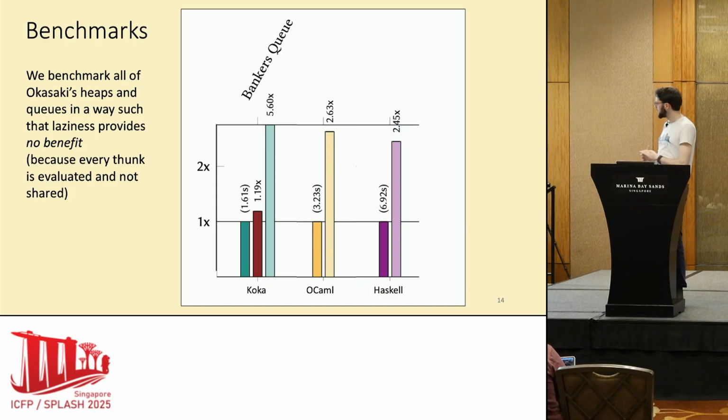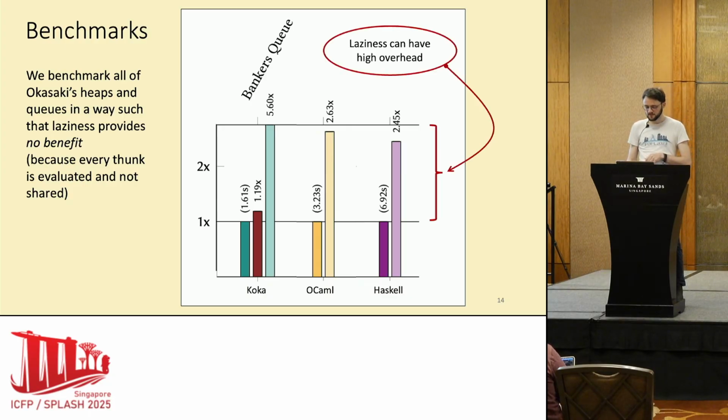And so you have three systems. This is only the first benchmark we have. There's three systems: Coca, OCaml, and Haskell. And the first bar on the left is the strict version, which we use as our baseline. And the bar on the right is a lazy version. And so we can see that laziness can have a pretty high overhead if it doesn't really benefit the program.